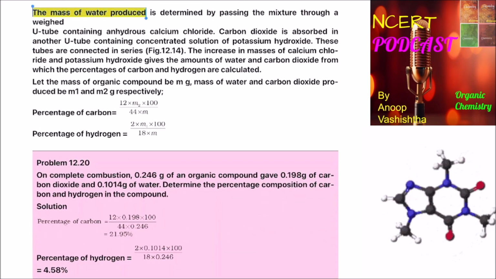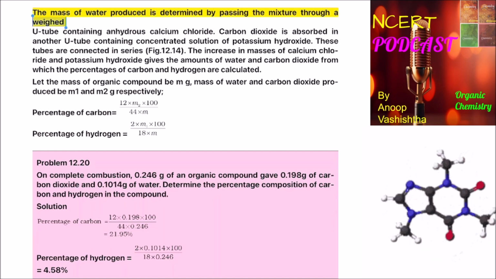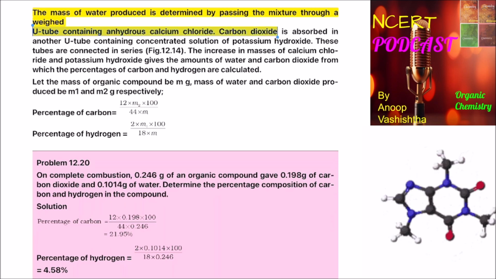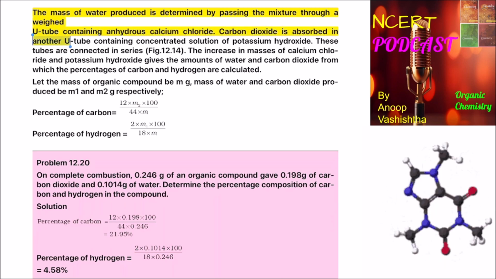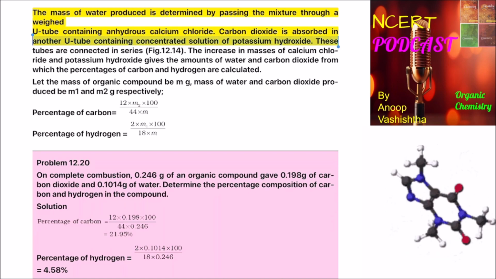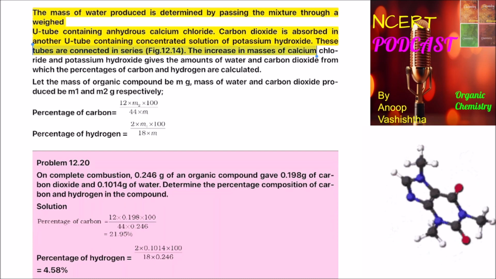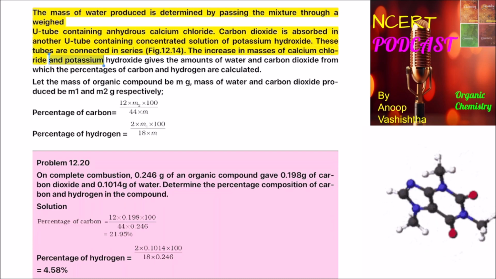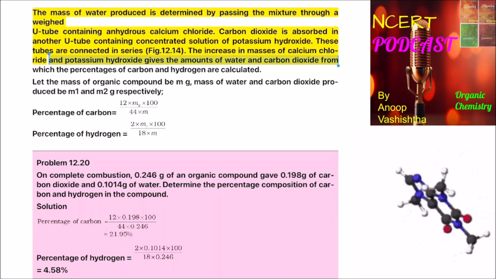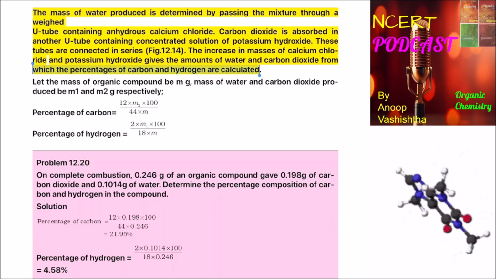The mass of water produced is determined by passing the mixture through a weighed U-tube containing anhydrous calcium chloride. Carbon dioxide is absorbed in another U-tube containing concentrated solution of potassium hydroxide. These tubes are connected in series. The increase in masses of calcium chloride and potassium hydroxide gives the amounts of water and carbon dioxide, from which the percentages of carbon and hydrogen are calculated.